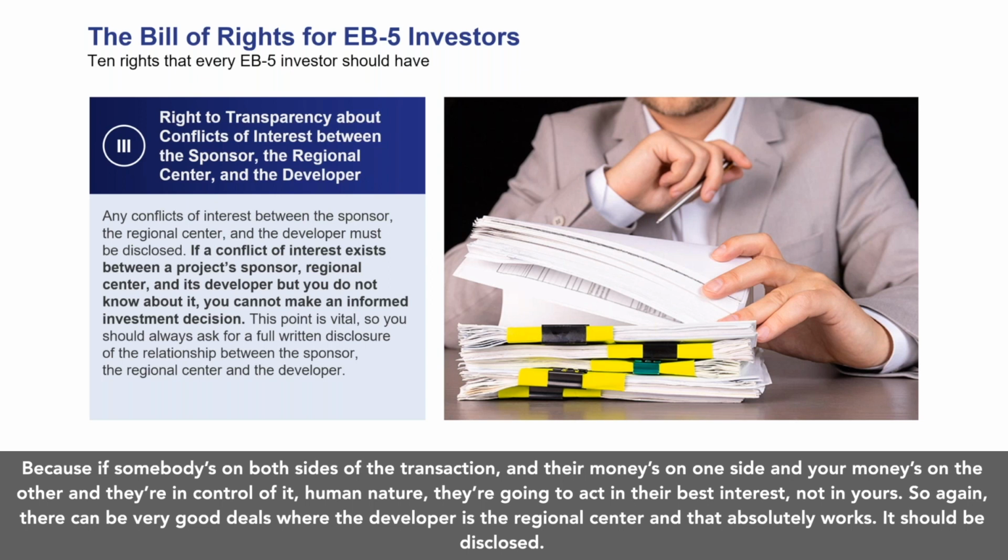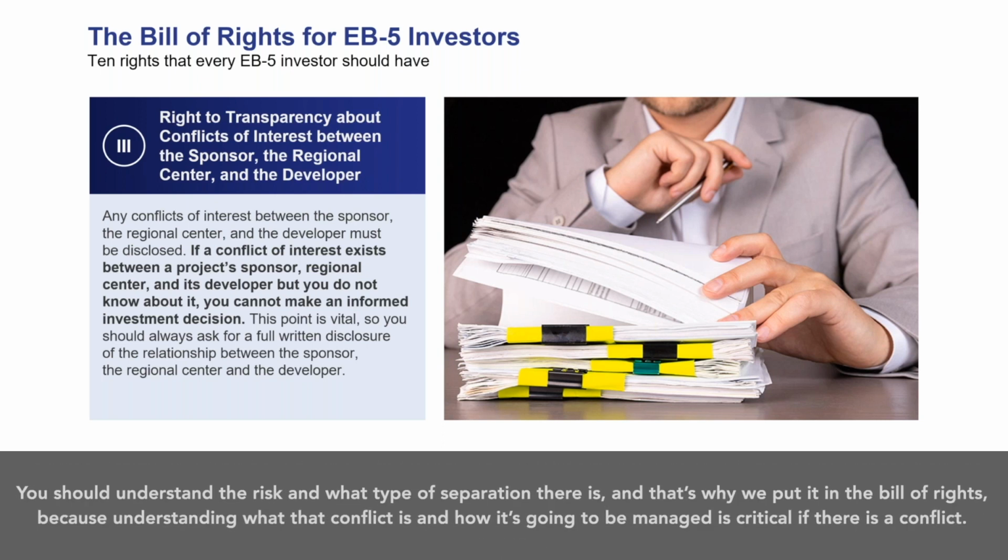So again, there can be very good deals where the developer is the regional center, and that absolutely works. It should be disclosed. You should understand the risk and what type of separation there is. And that's why we put it in the Bill of Rights, because understanding what that conflict is and how it's going to be managed is critical if there is a conflict.